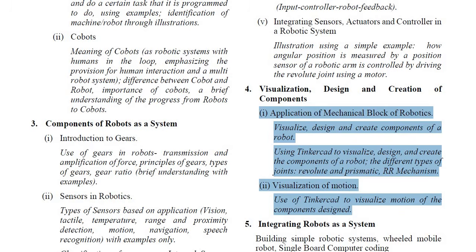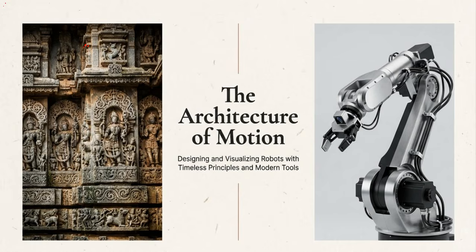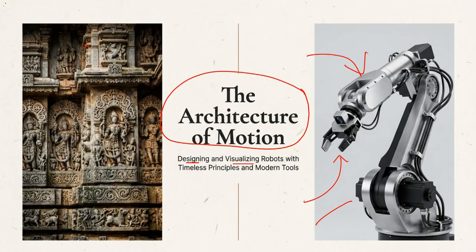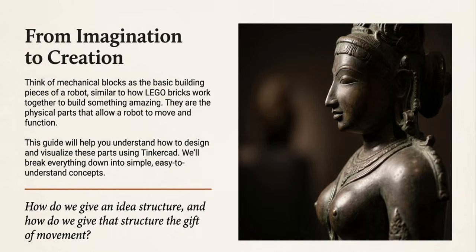Okay, so let's start. Today we'll be talking about the architecture of motion. Basically, we will talk about designing and visualizing robots. As you can see, this is an industrial robot, and we will talk about the various principles required to understand them. So let's start with imagination.